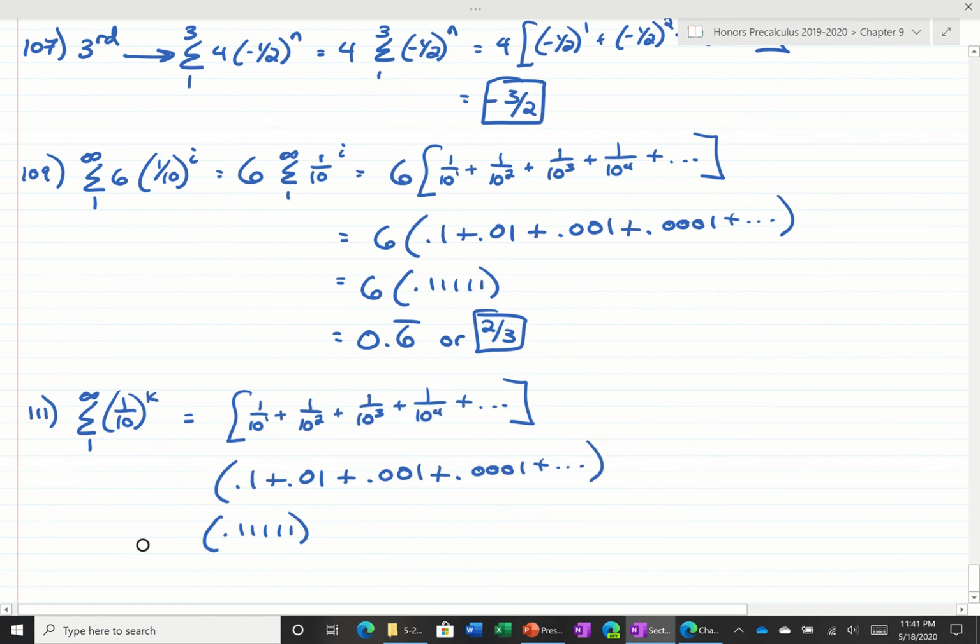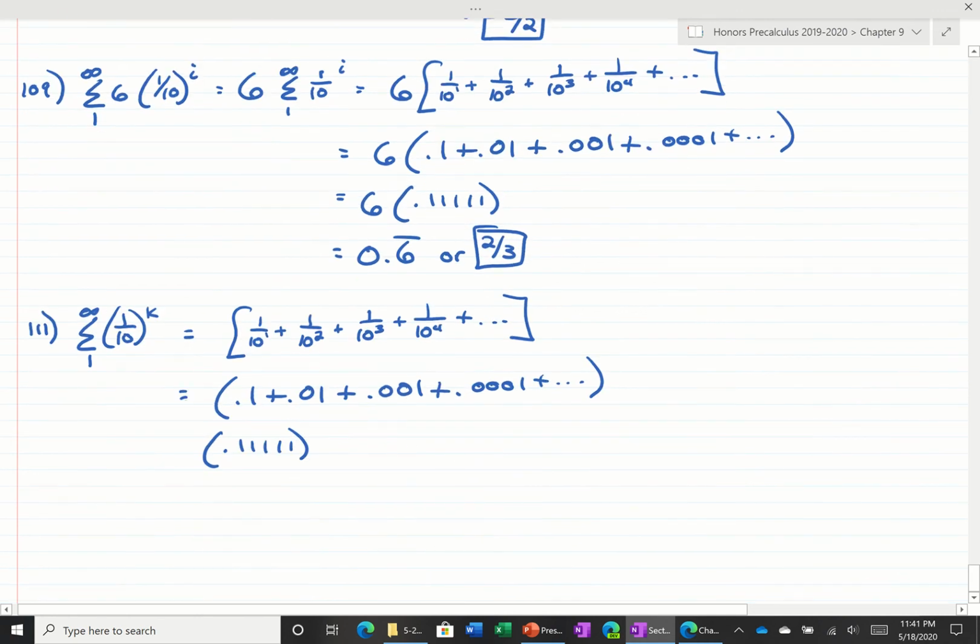And 0.1 repeating is really just the same thing as 1/9. All right. I mean, really, you could write 0.1 repeating if you want, or 1/9 is the same thing.